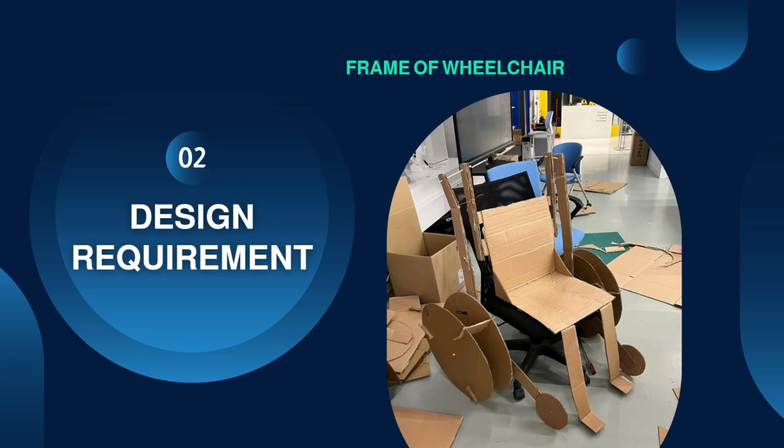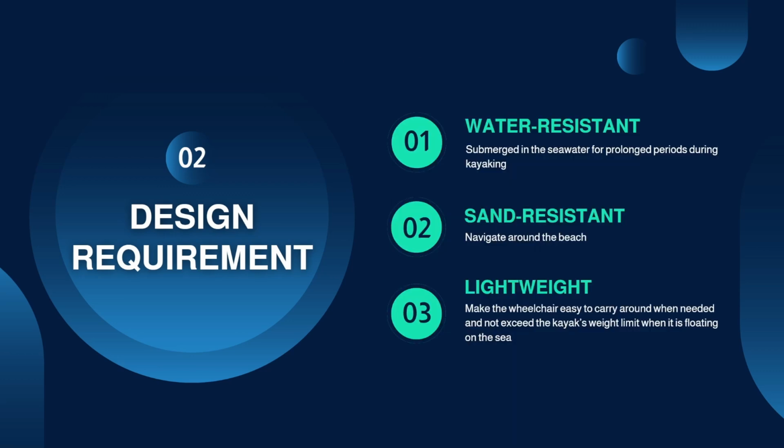The specific component I would like to find a material for is the frame of the wheelchair. The material should adhere to constraints to be suitable for the project. It should be water resistant as it would be submerged in water for prolonged periods of time during kayaking. Sand resistant as it would be used to navigate around the beach, and lightweight to make the wheelchair easier to carry around when needed and not exceed the kayak's weight limit when it is floating on the sea.